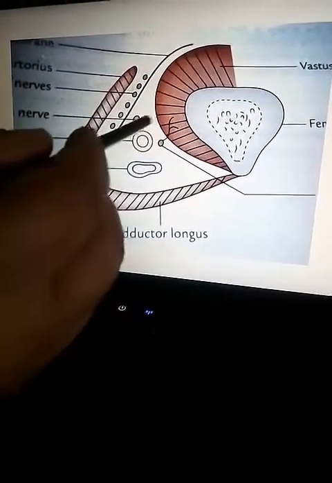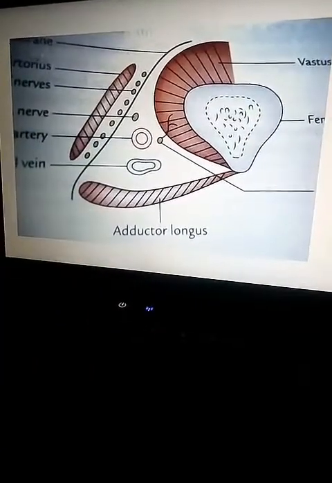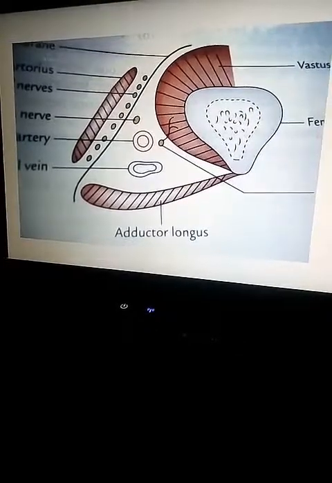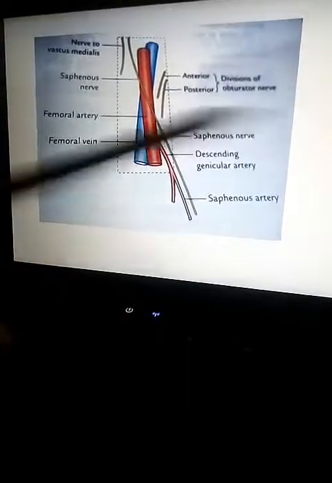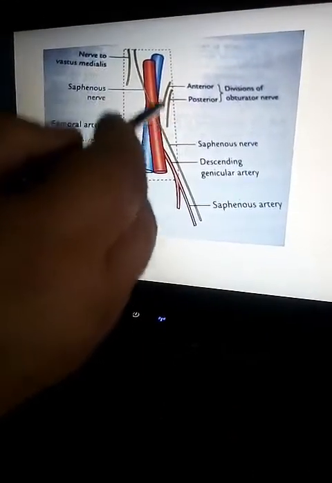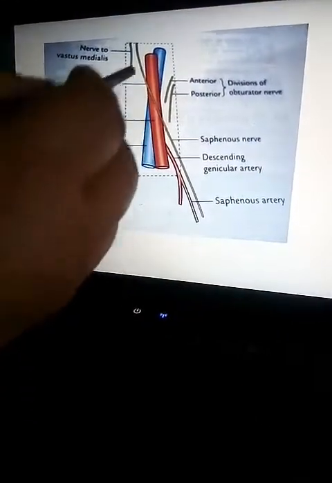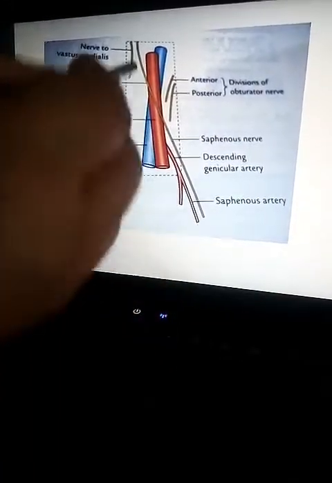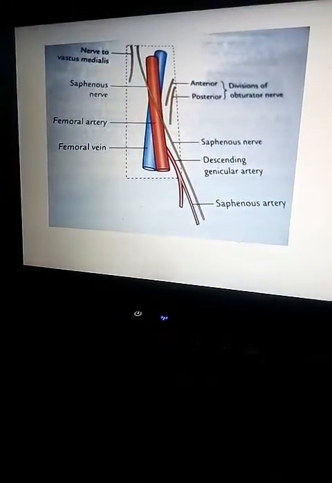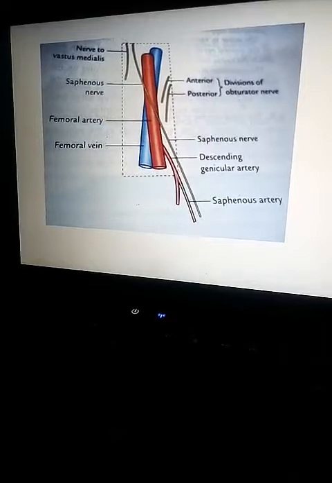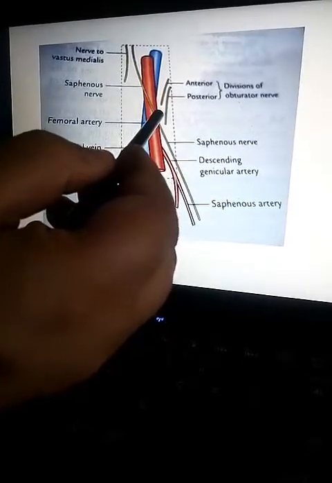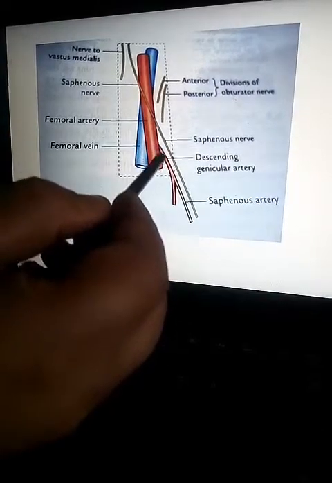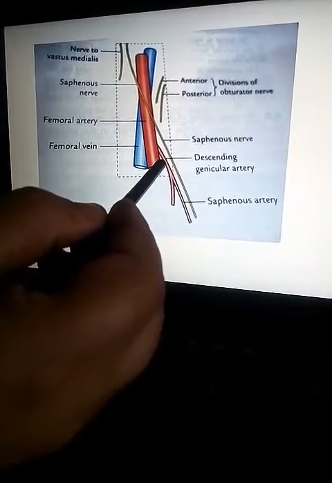Now, contents of the subsartorial canal or adductor canal are femoral artery, femoral vein, saphenous nerve, nerve to vastus medialis, anterior and posterior divisions of the obturator nerve, and descending genicular branch of the femoral artery.